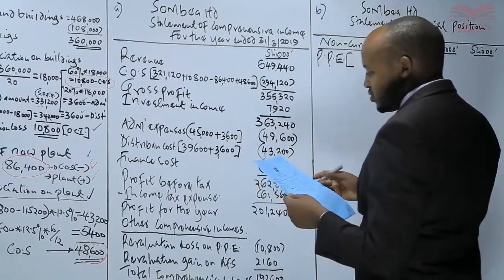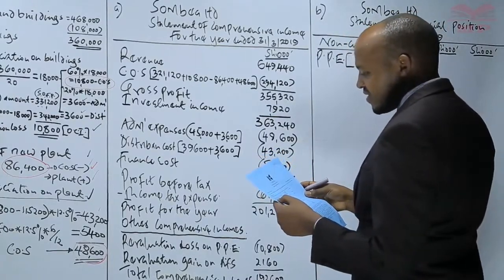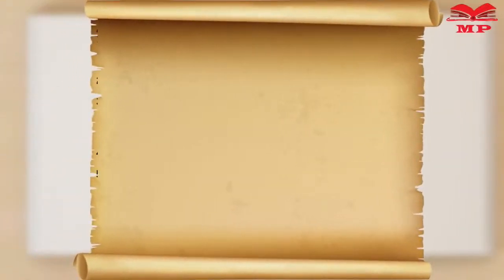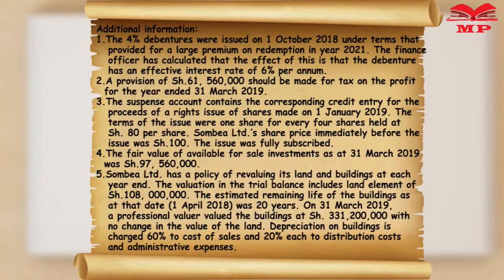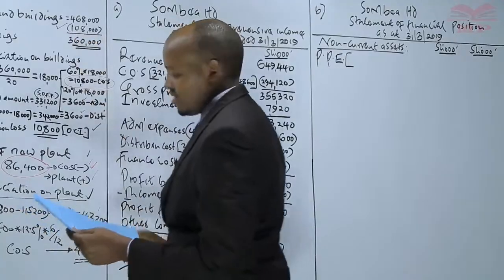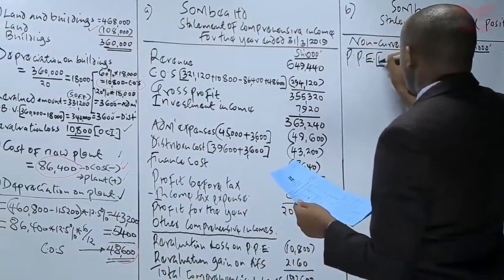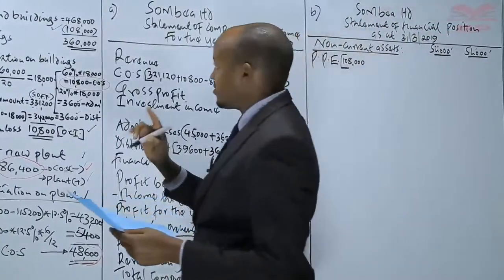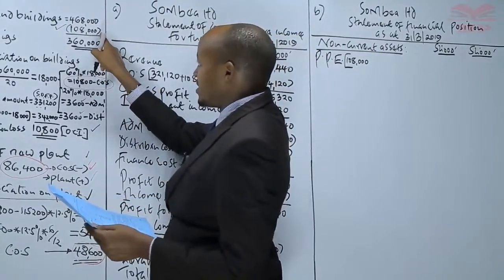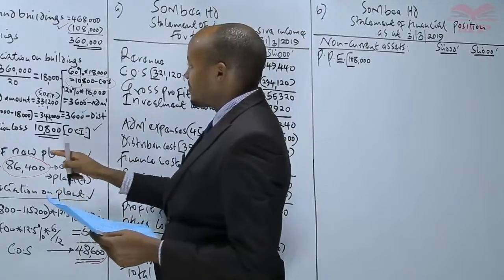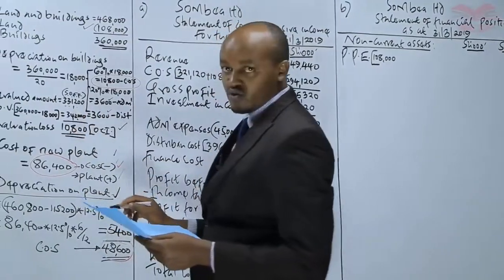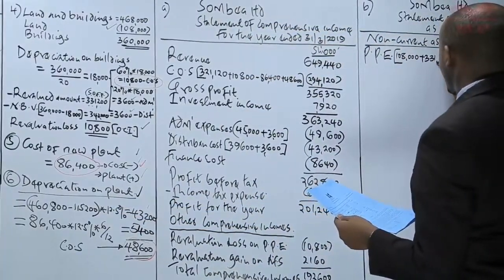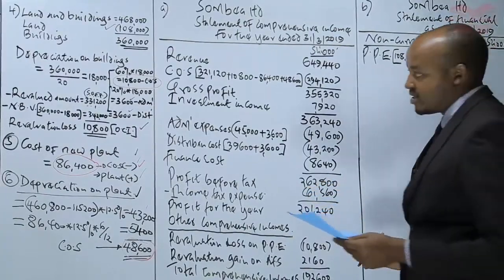So what we are supposed to do is, first of all, as far as the land and buildings are concerned, there is some information given in note 5, and we did some workings here. First of all, we have the value for land. The value for land is 108,000, and we are told that according to the valuation done at the end of the year, the value for land remains the same. But we are told that the buildings were revalued at an amount of 331,200. So we include the value for buildings as per the valuation done at the end of the year, that is 331,200.